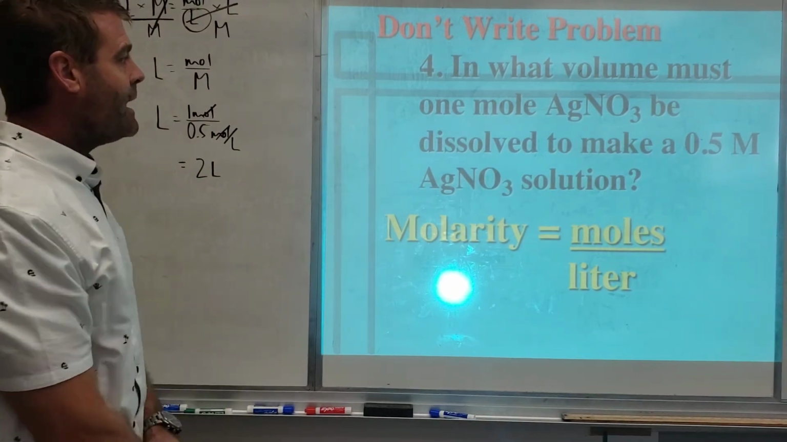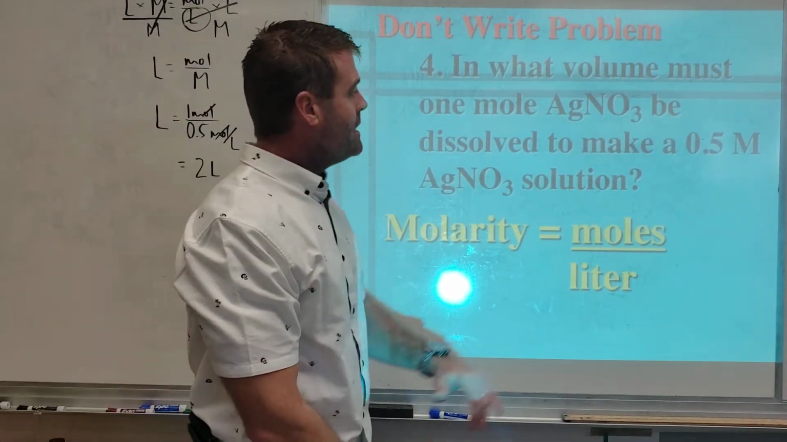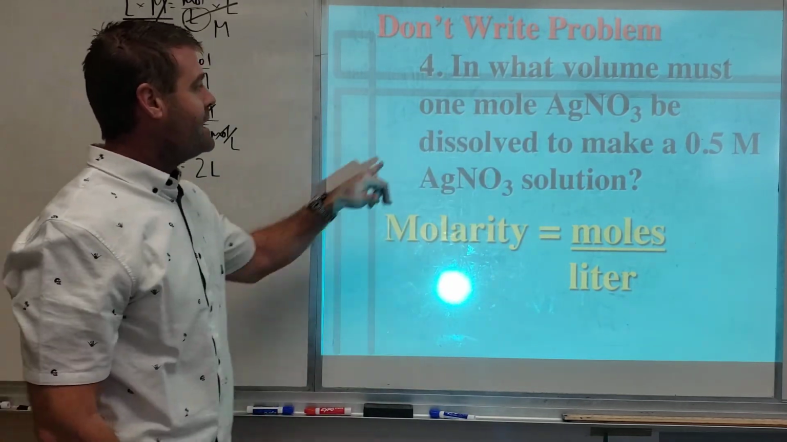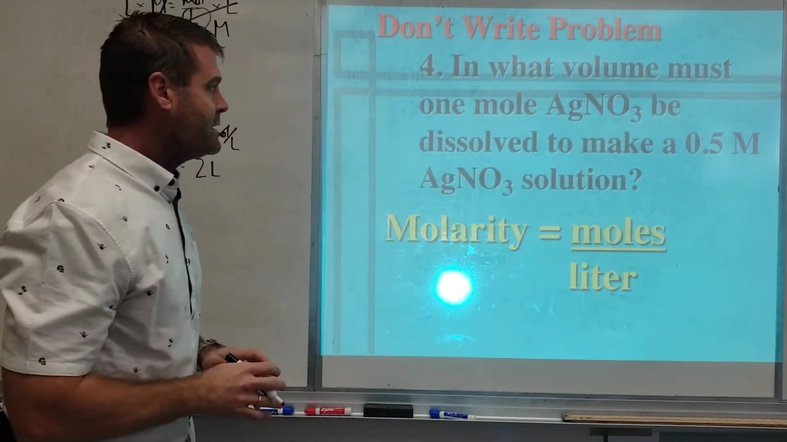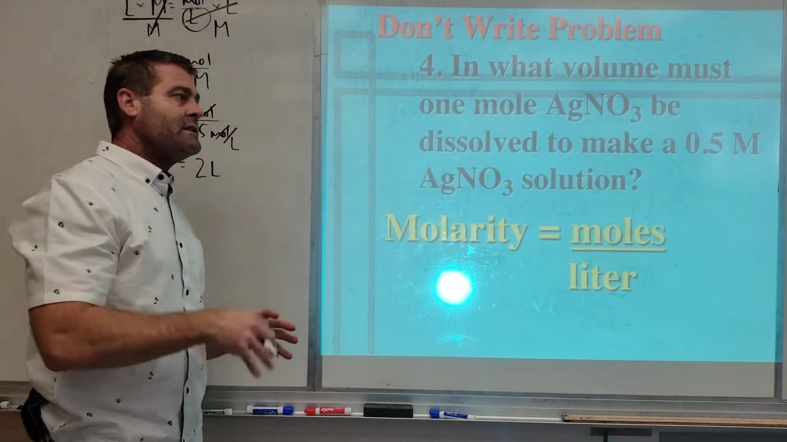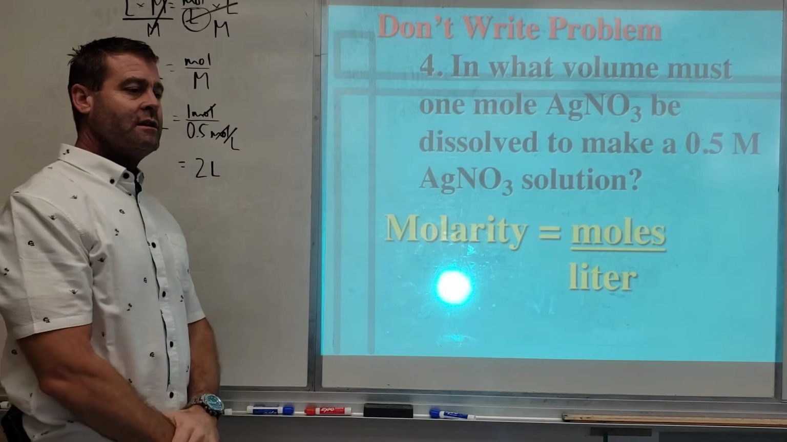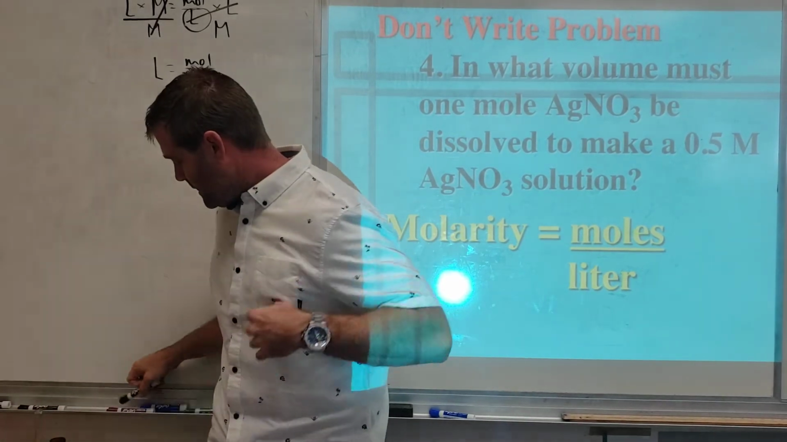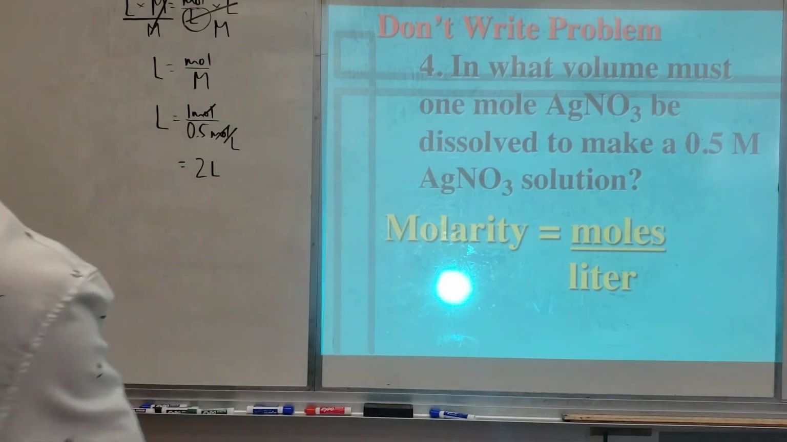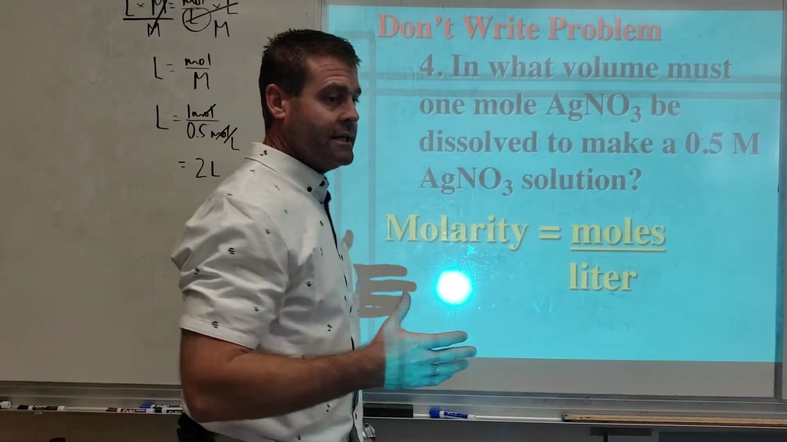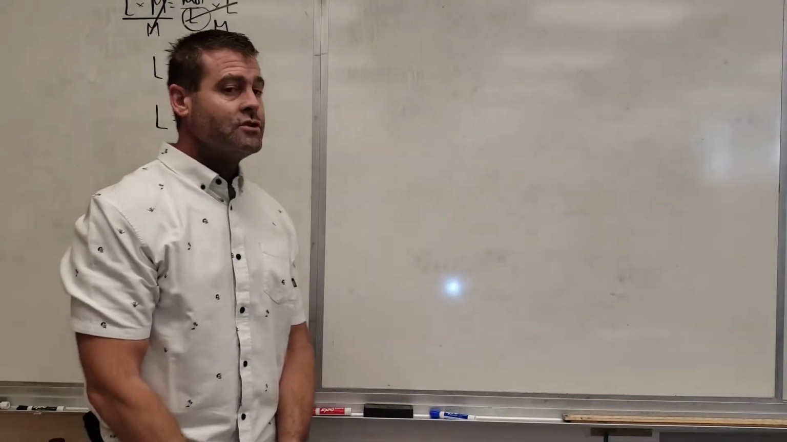So what did I just figure out? If I want to make this solution with this much silver nitrate, I would take 1 mole of silver nitrate, which we could talk about how much that is, and I would dissolve it in a solution to the point at which I had 2 liters of that solution. By the way, let me bring it up. I want to show you guys how you would actually make the solution.